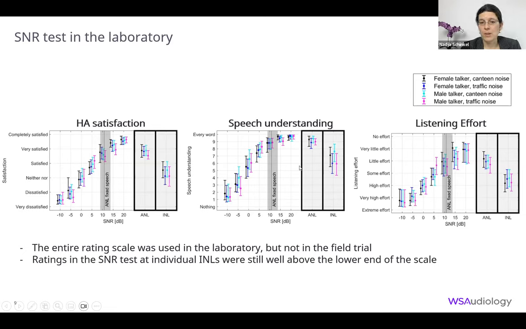It's even more pronounced for speech understanding. There, the unacceptable noise level is between 6 and 7. So the complete lower part of the scale is basically not used because they are already leaving a conversation here.